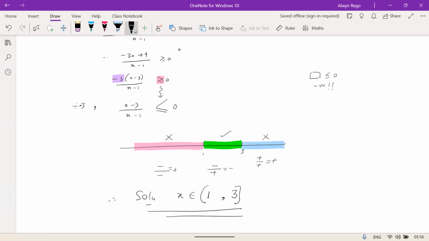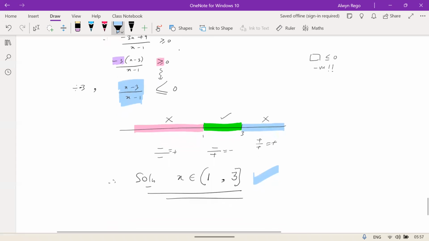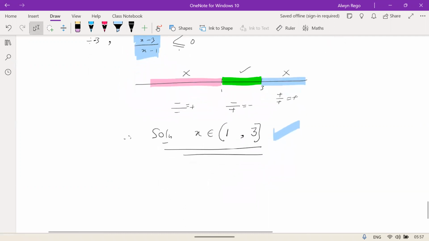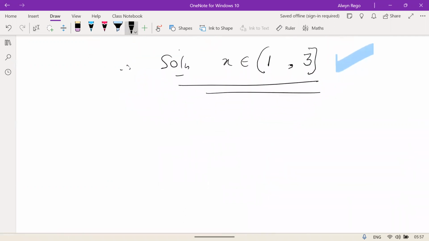So 3 is also a part, because if you substitute the value x equal to 3, 3 minus 3 is 0, 0 by 2 is 0, and less than or equal to 0 is true. Therefore, this is the solution for the inequality. Just beware of the denominator. Just make sure that you drop it by writing the open sign there. That's the only thing.